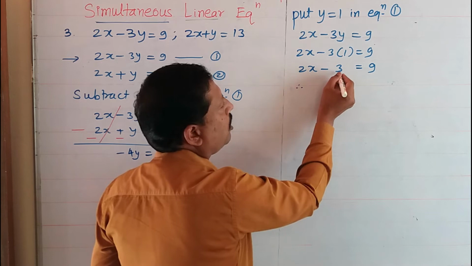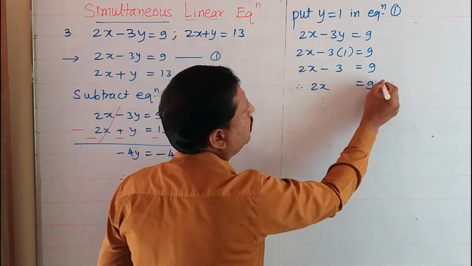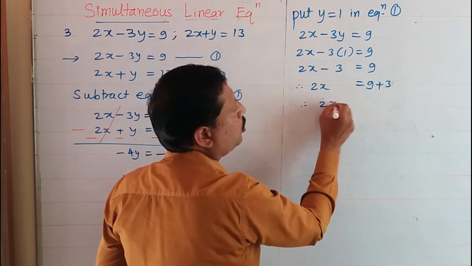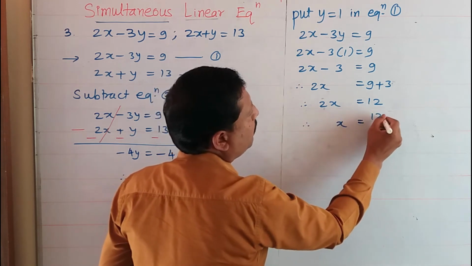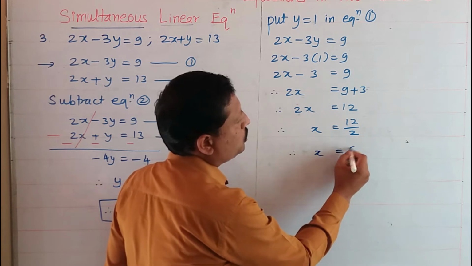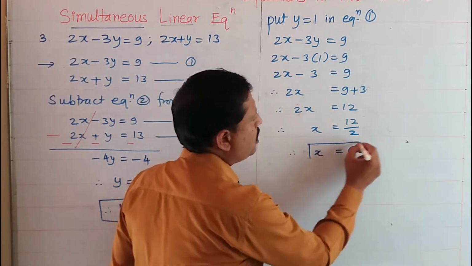Transpose this 3 to the right hand side. So we get here 2x is equal to 9 plus 3. 9 plus 3 means 12. So 2x is equal to 12 and finally we get x is equal to 12 upon 2. Hence x is equal to 6. 2 sixes are 12, hence the value of x is equal to 6.